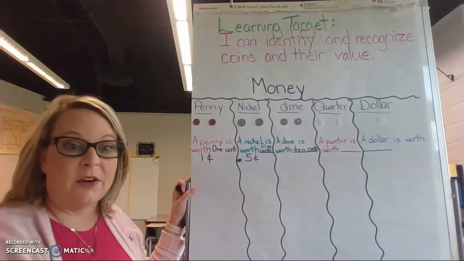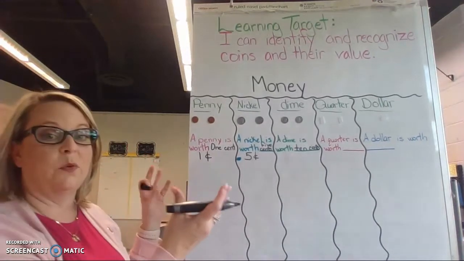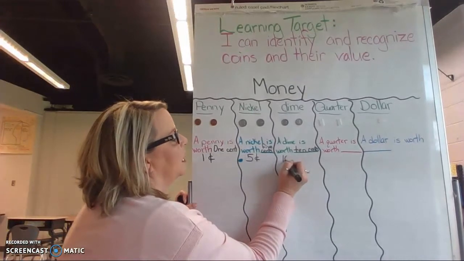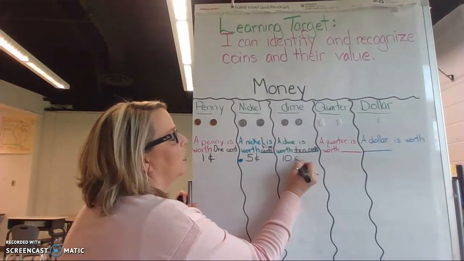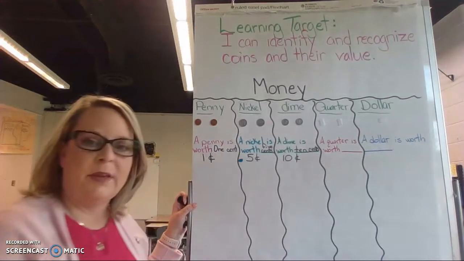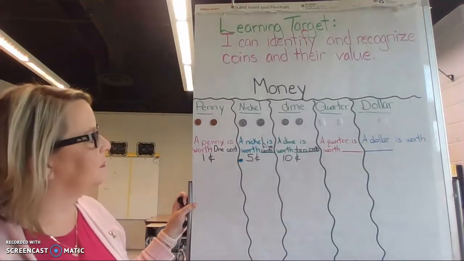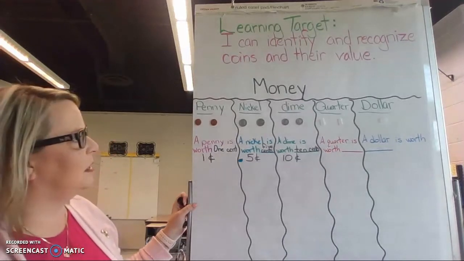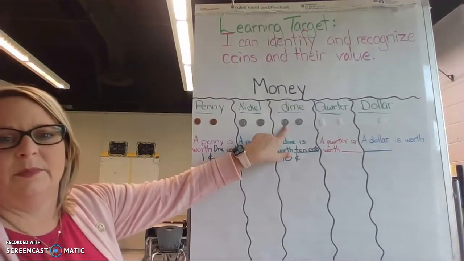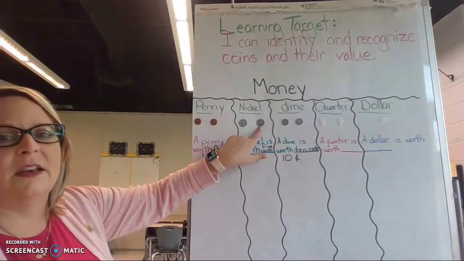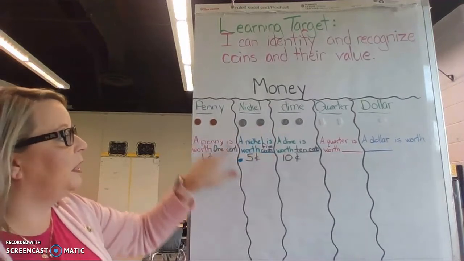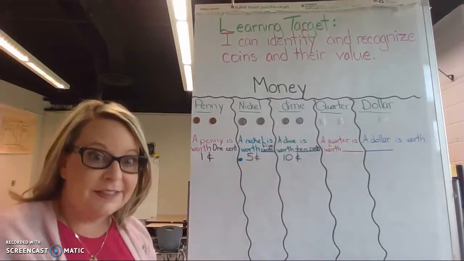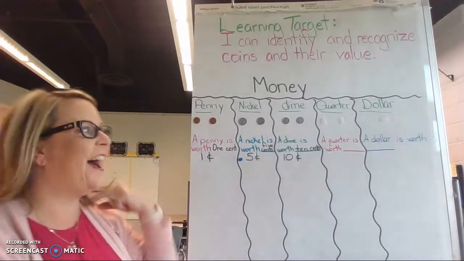I can write it out in word form, or I can do numerical form. I can write the number 10 and our symbol that means cents. Kind of crazy, isn't it? That dime is much smaller than that nickel, and it's even smaller than the penny, but it's worth more money than either one of them. Isn't that funny? I love that.